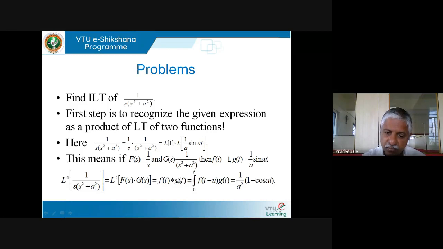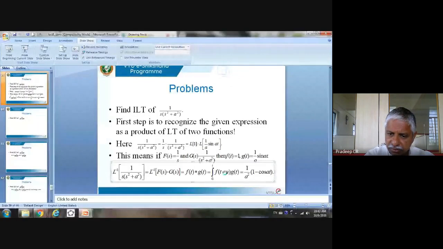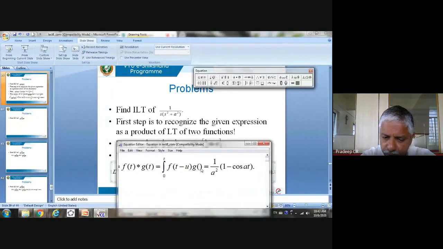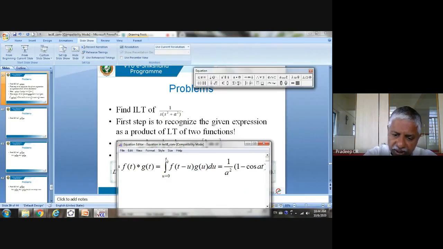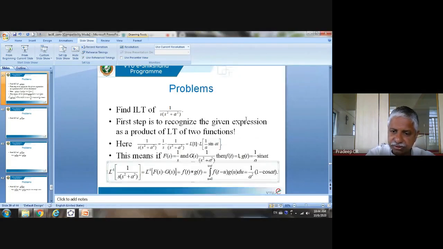So f star g. What is, by definition, this? F star g is the integral of f of t minus u, g of t, between 0 to t. Actually, I should have written u here. I'm sorry, there is a small mistake here, a typo. So let me correct this. This is g of u du, with u varying from 0 to t. That is the definition of convolution. So I'm using that.